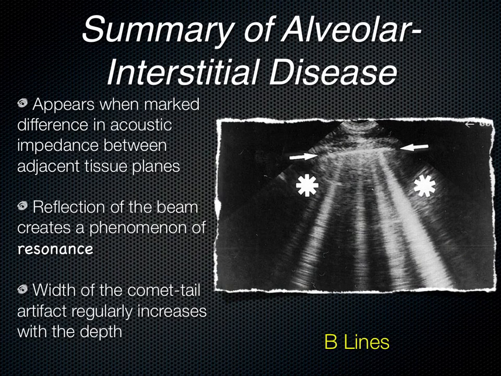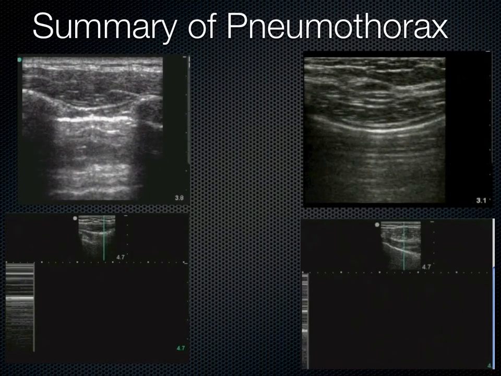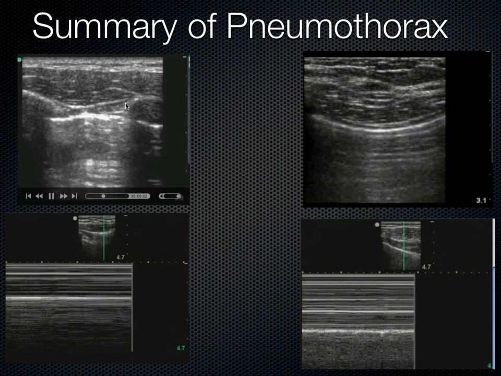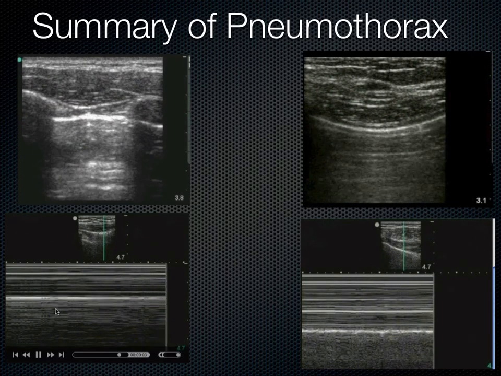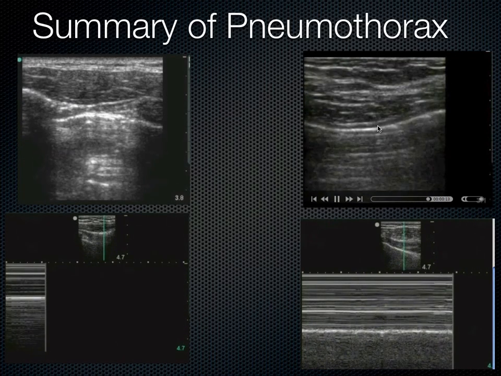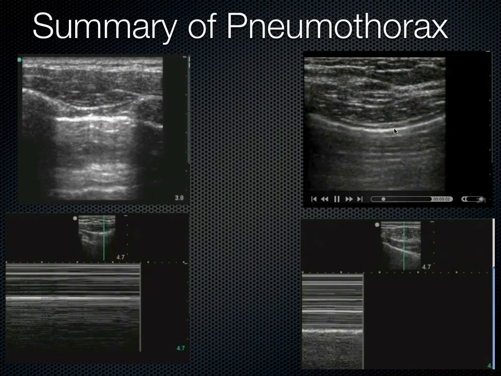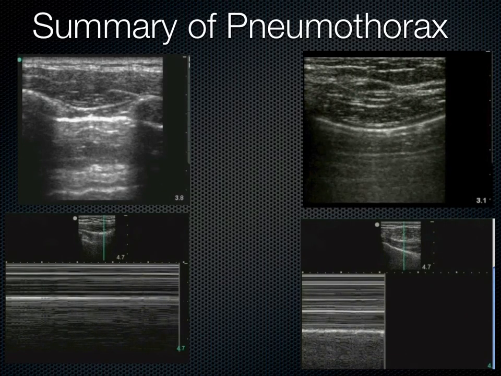To look at alveolar interstitial disease, just a reminder that the pleural line should be where B lines originate. They should go all the way to the edge of the screen and obliterate, or mostly obliterate, the A lines. In the summary of the pneumothorax, you have absence of sliding, absence of minor B lines, you can have A lines, and when you use M mode, you're going to have a barcode sign. Whereas in normal lung, you have sliding, you may have A lines, you can often see minor B lines, and with M mode, you're going to see seashore sign.